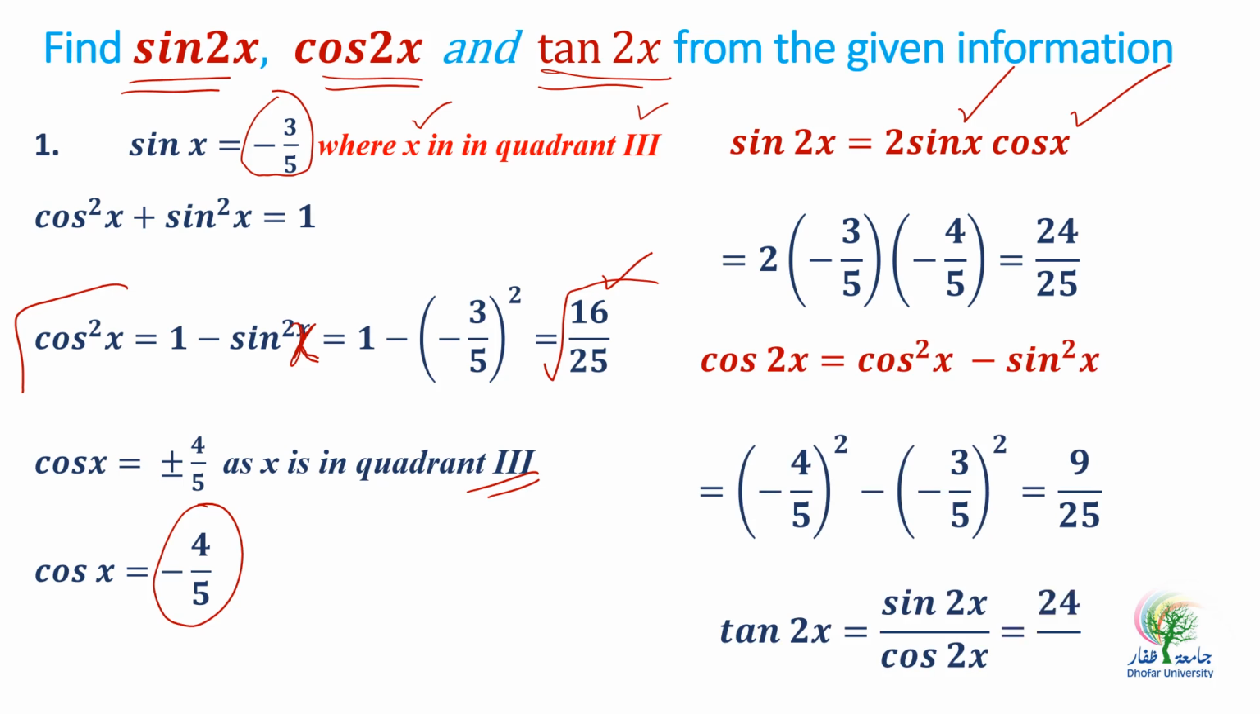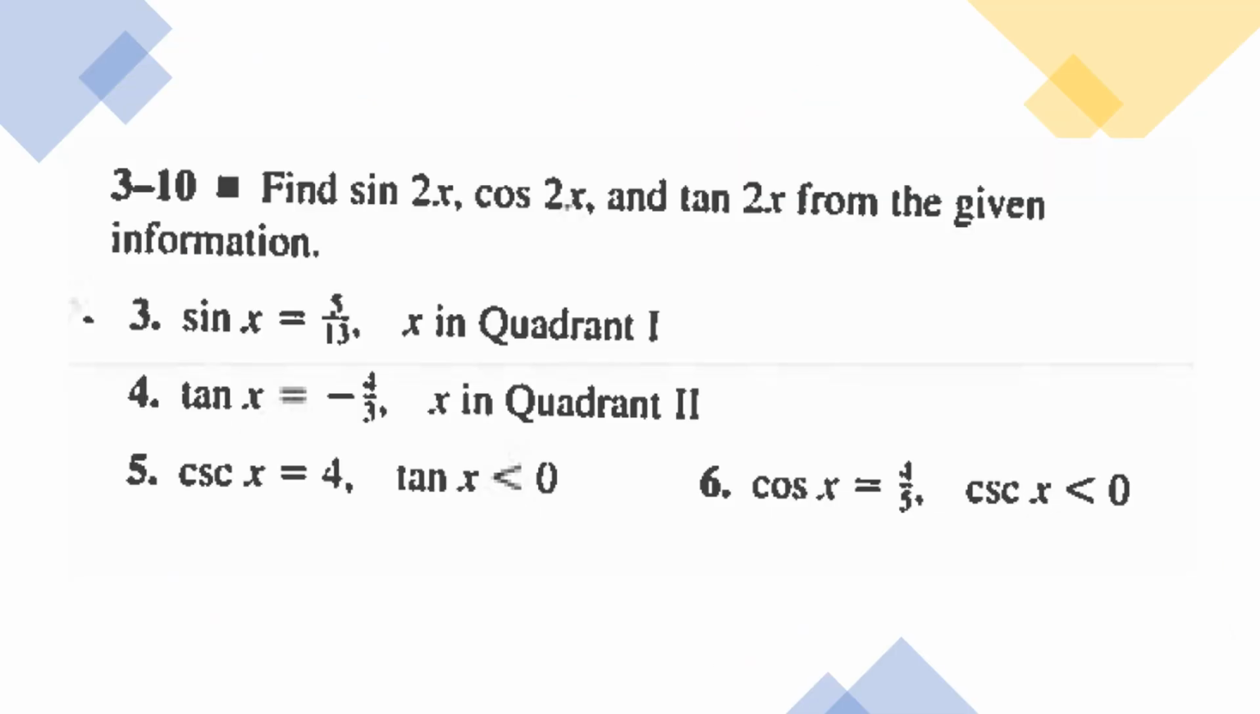Tangent 2x, we can say sine 2x divided by cosine 2x. So sine 2x is 24 by 25, cosine 2x is 9 by 25. So the answer will come 24 by 9. Tangent 2x will come 24 over 9. These are questions to practice.